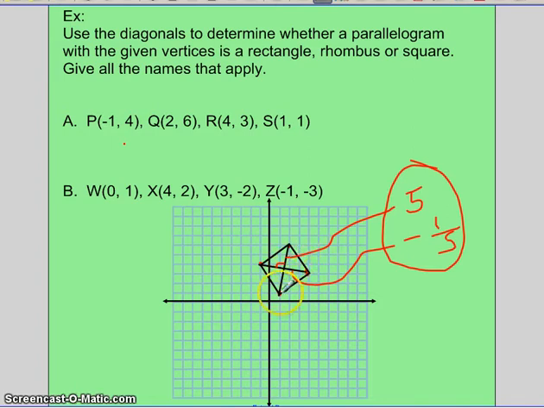Now I want to check to see if the diagonals are the same length. So I've got to, let's see, this one was P here, 2, 6 would be Q, this was R, and this was S. So I've got to find the distance between SQ and see if it's the same between PR. So PR is what I'm going to start with.